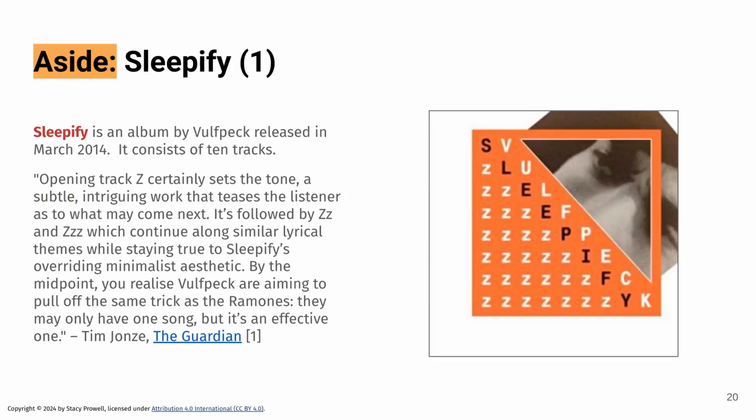Well, that takes us to an album they released in March of 2014 called Sleepify. So here's part of a review from Tim Jones in The Guardian. He says, the opening track, Z, certainly sets the tone, a subtle, intriguing work that teases the listener as to what may come next. It's followed by ZZ and ZZZ, which continue along similar lyrical themes while staying true to Sleepify's overriding, minimalistic, perhaps extremely minimalistic, aesthetic. By the midpoint, you realize Wolfpack are aiming to pull the same trick as the Ramones. They may only have one song, but it's an effective one.